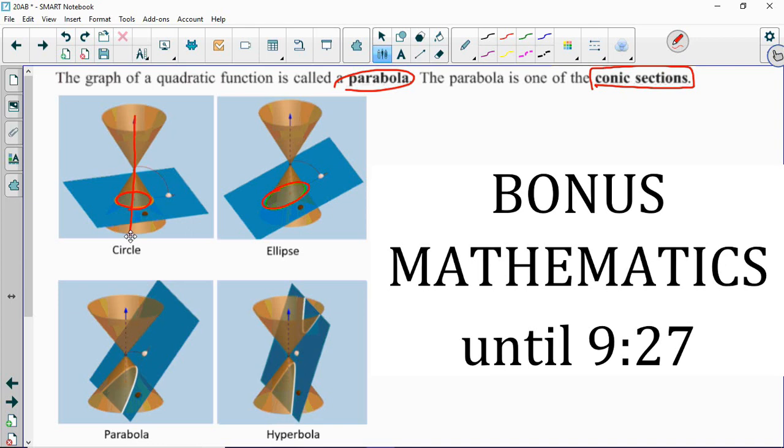If we tilt that plane even more so that it ends up being parallel with the edge of the cone, so there's a slant to the cone, and then there's how much the plane itself is slanted, if those two are parallel, then the shape that we get out is a parabola. And if we tilt it even farther, then all of a sudden it's going to intersect with both cones, and we get something called a hyperbola.